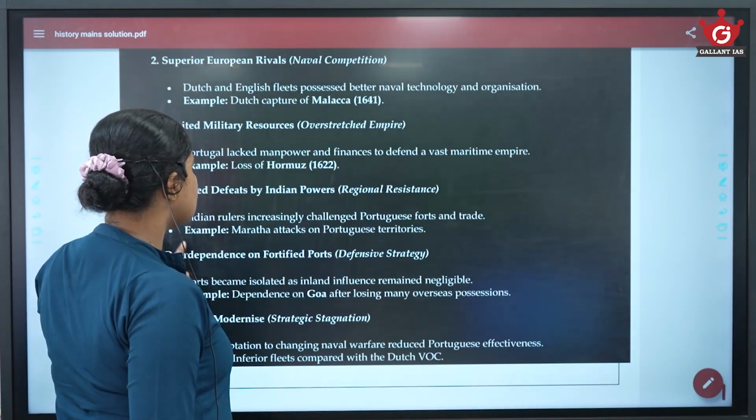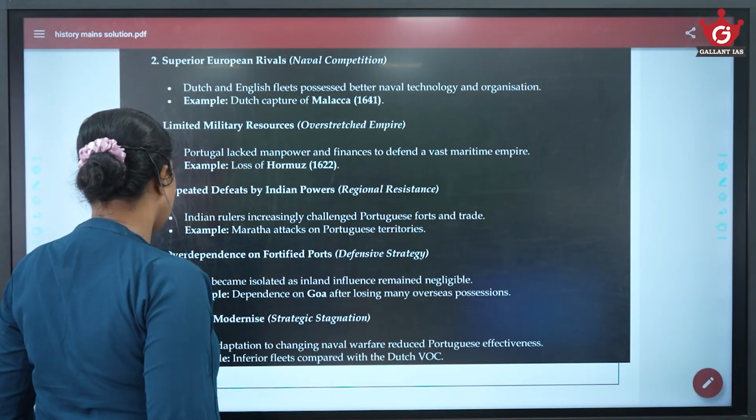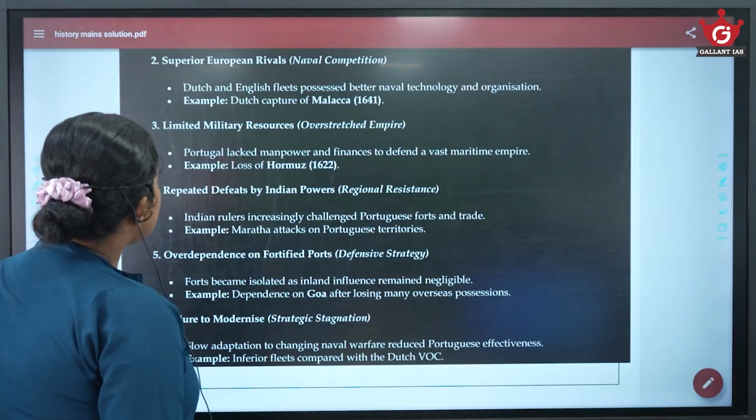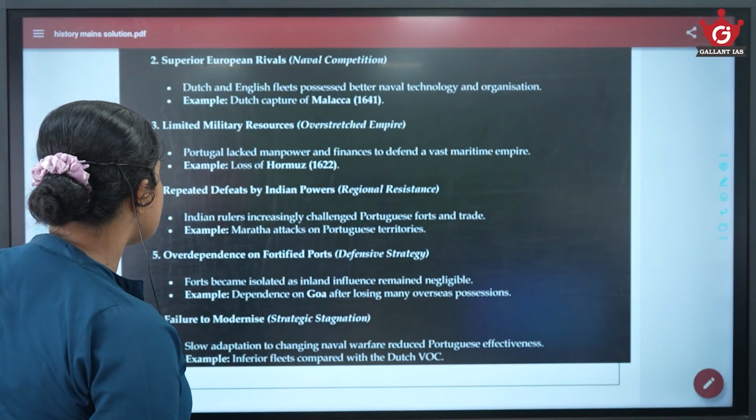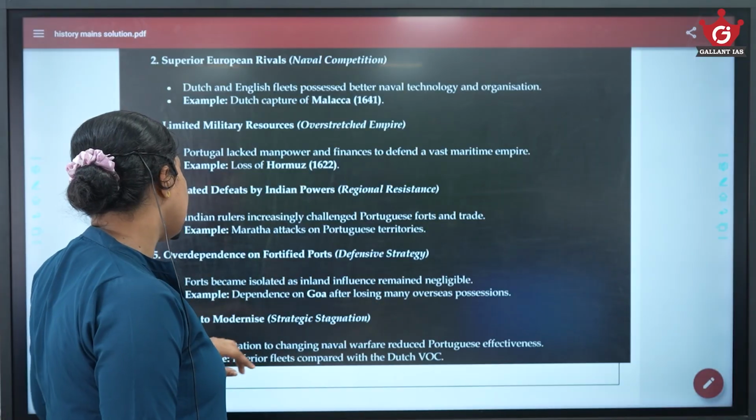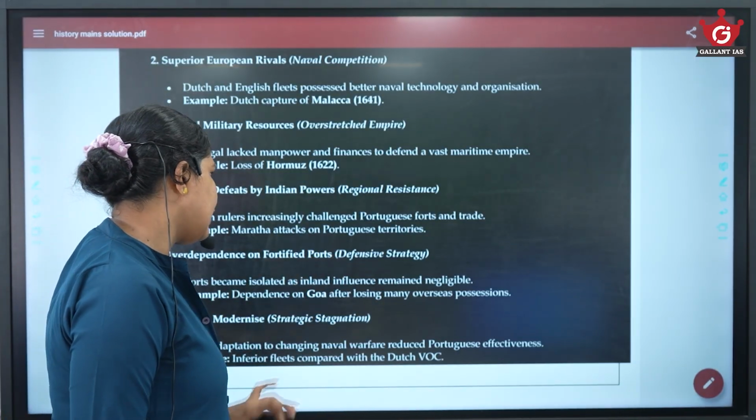Okay, if you don't know this example, no issue, just write the point. Okay. Next is repeated defeat by Indian powers. Indian rulers increasingly challenged Portuguese ports and trade. So, you can mention the Maratha attacks.